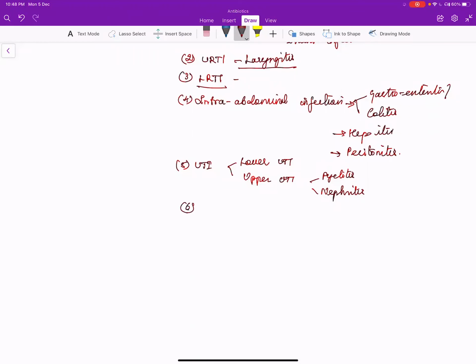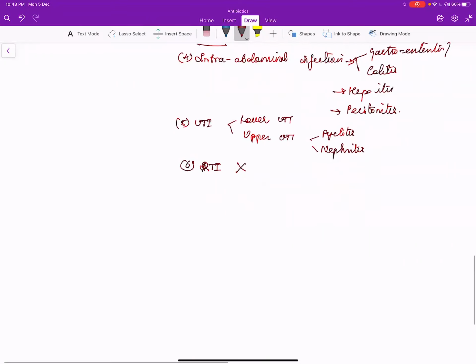So after this we have RTI, reproductive tract infections. We are not going to discuss this today. In females it will be vaginitis, cervicitis, pelvic inflammatory disease. In males it will be prostatitis, epididymo-orchitis.